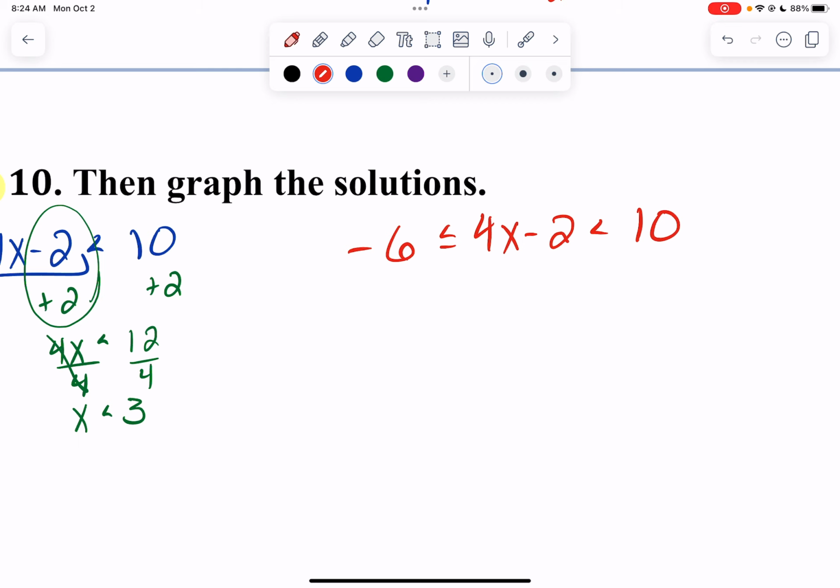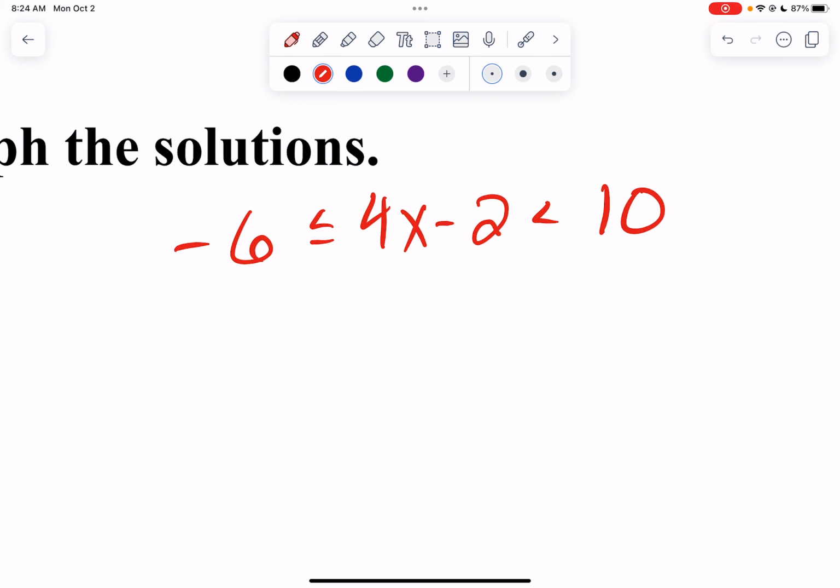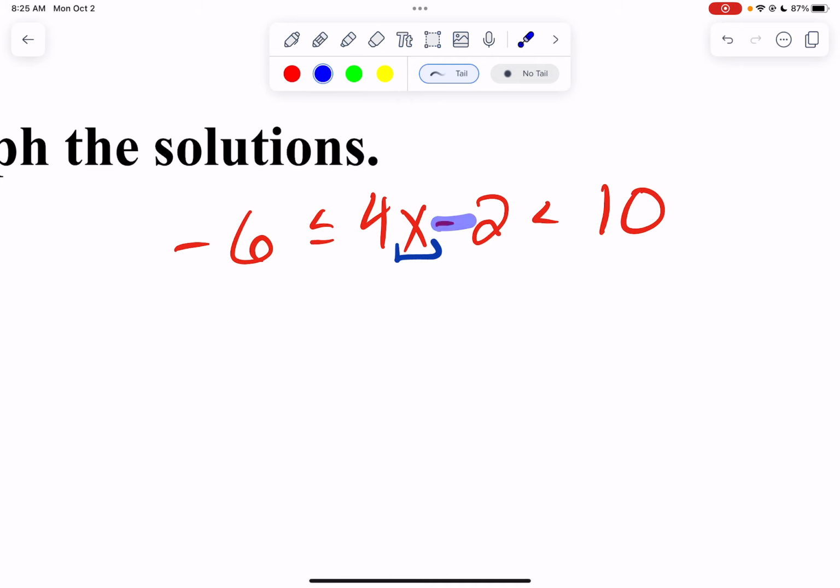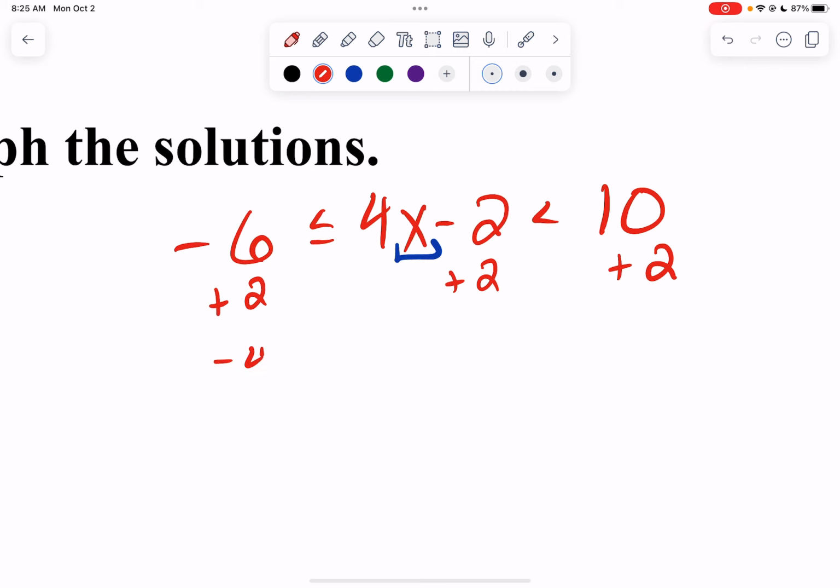So I'm not going to split it up. I'm going to solve it just like this, but again, my goal is to get this x term by itself. So I look to see what's happening to x in here. I'm taking 4 times x and then subtracting 2. So I have to undo the subtract 2, so I'm going to add 2 to all 3 sides. You have to do it to all three pieces if you're going to leave it together like this. So if I add 2 to all three pieces, negative 6 plus 2 is negative 4, less than or equal to, negative 2 plus 2 is 0, so 4x, less than 10 plus 2 is 12.